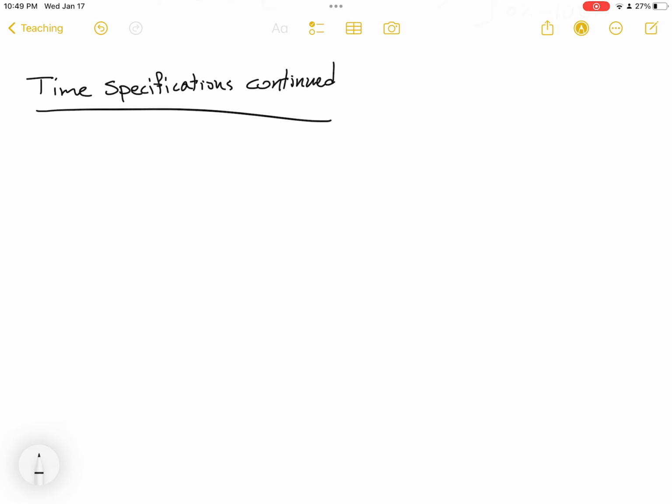In this video, we will continue our discussion of time specifications. First, we're going to talk about the peak time. The peak time is the time required for a system to reach its maximum deviation from the steady state value.